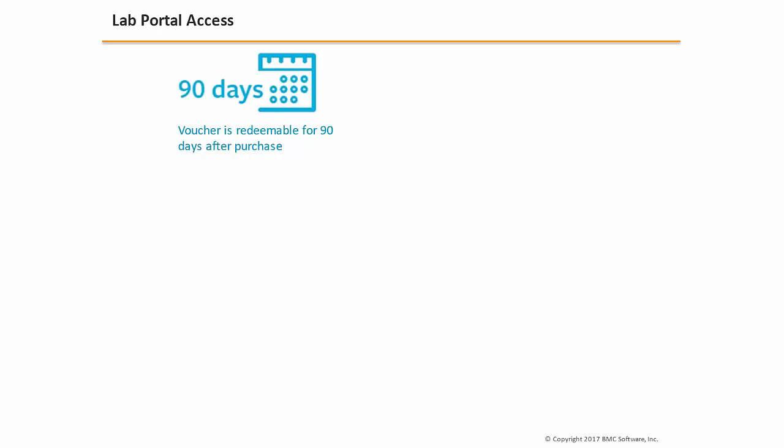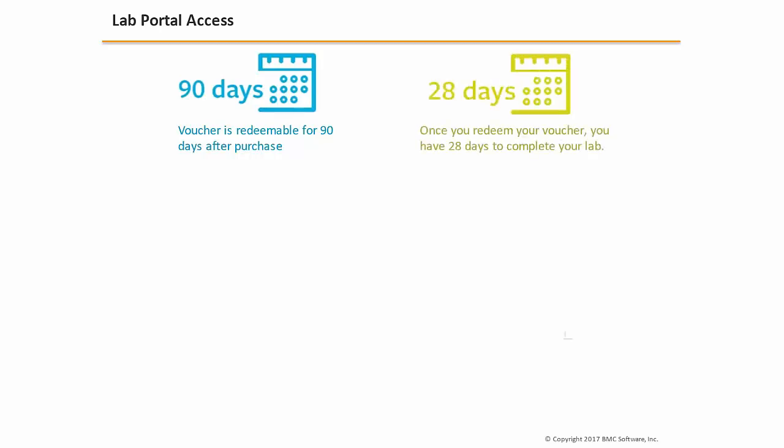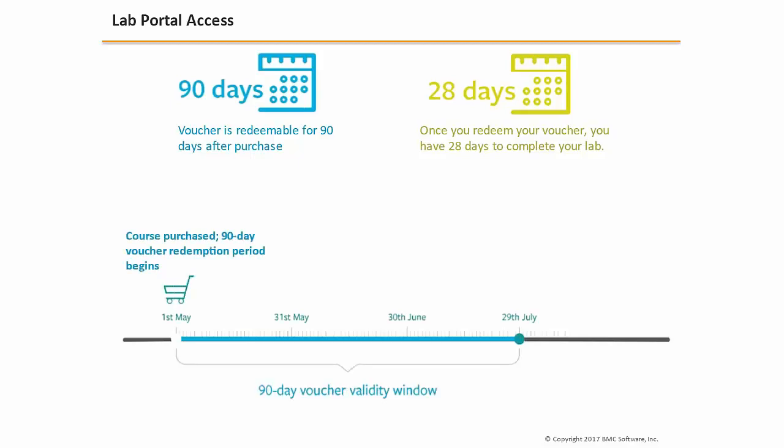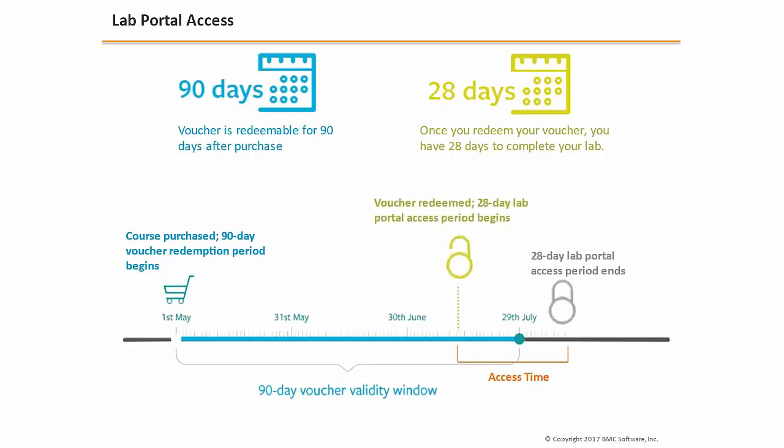Once you have redeemed your voucher, you have 28 days to complete your lab. For example, customer receives virtual lab voucher that is valid for 90 days from issue date. Customer can redeem this voucher any time within 90 days. As soon as the voucher is redeemed, the 28-day access time starts. This access time includes weekends and public holidays.